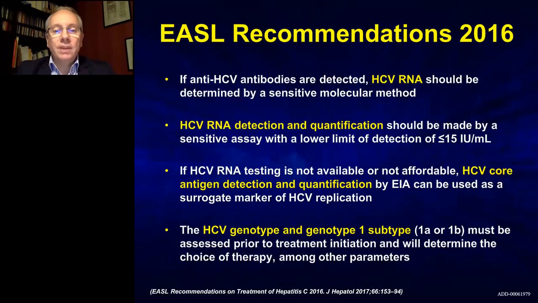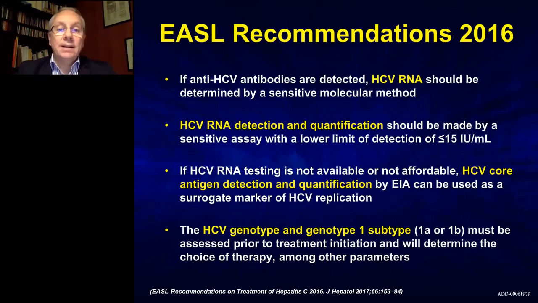EASL is on the very same line, and in its most recent recommendations, EASL indicates that if anti-HCV antibodies are detected, HCV RNA should be determined by a sensitive molecular method. HCV RNA detection and quantification should be made by a sensitive assay with a lower limit of detection of less than 15 international units per ml. And if HCV RNA testing is not available or not affordable, HCV core antigen detection and quantification by enzyme immunoassay can be used as a surrogate marker of HCV replication. Finally, EASL adds that the HCV genotype and genotype 1 subtype, 1A or 1B, must be assessed prior to treatment initiation and will determine the choice of therapy among other parameters.